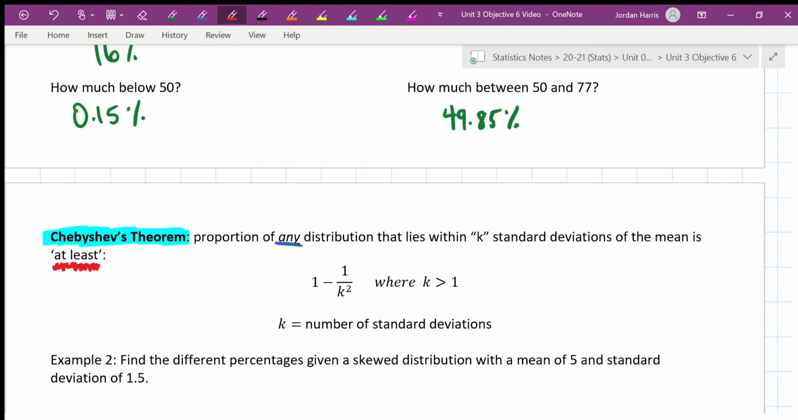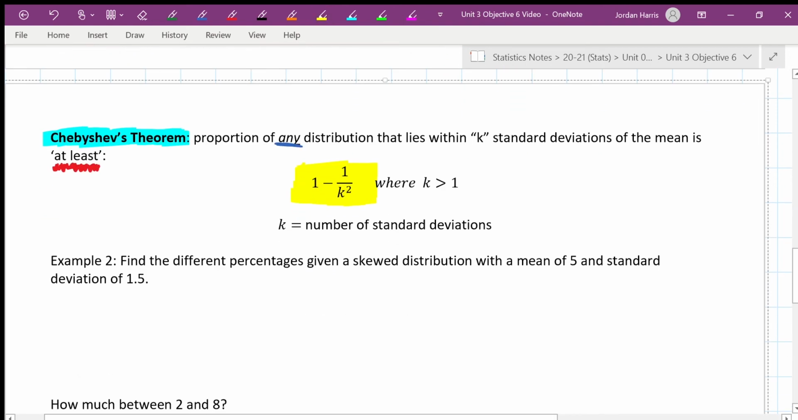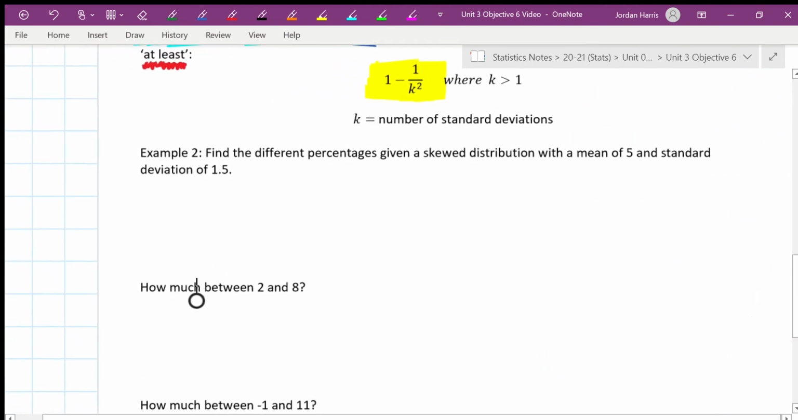Now with Chebyshev's theorem, so with non-normal things, we're going to say, well, we don't know the exact, but we know it's at least 20%. At least 20% of the data will be within this. It might be more, but it's at least 20%. And we have a formula: 1 minus 1 over k squared, where k has to be greater than 1, meaning you have to be looking at more than 1 standard deviation away, because k is how many standard deviations away you are.